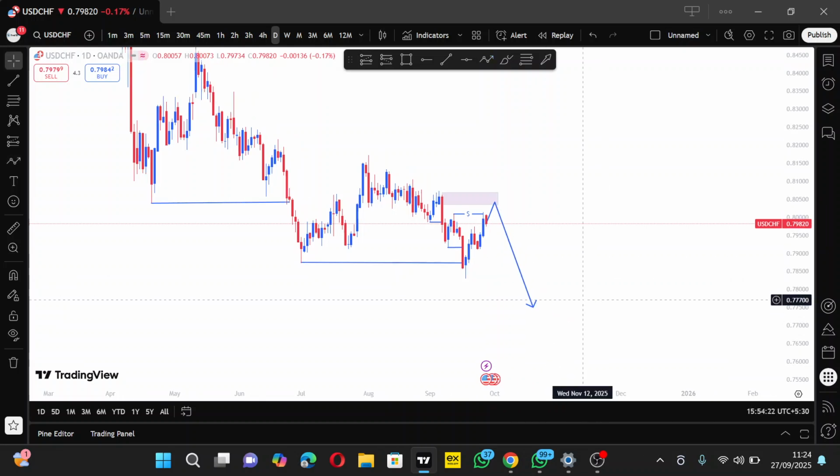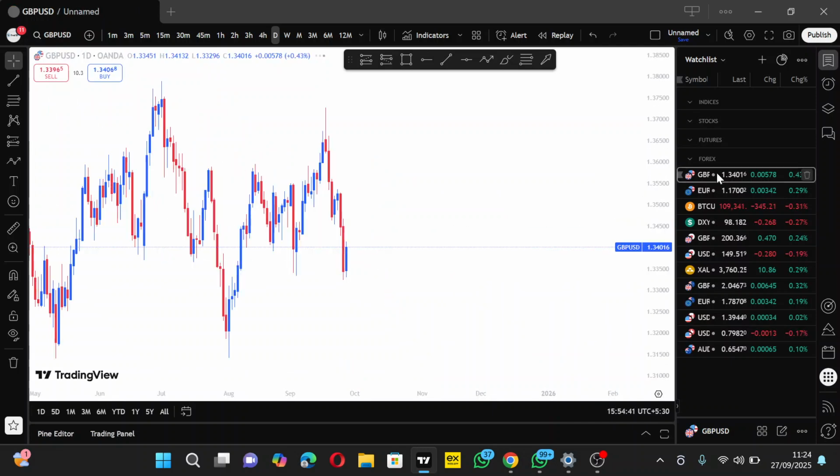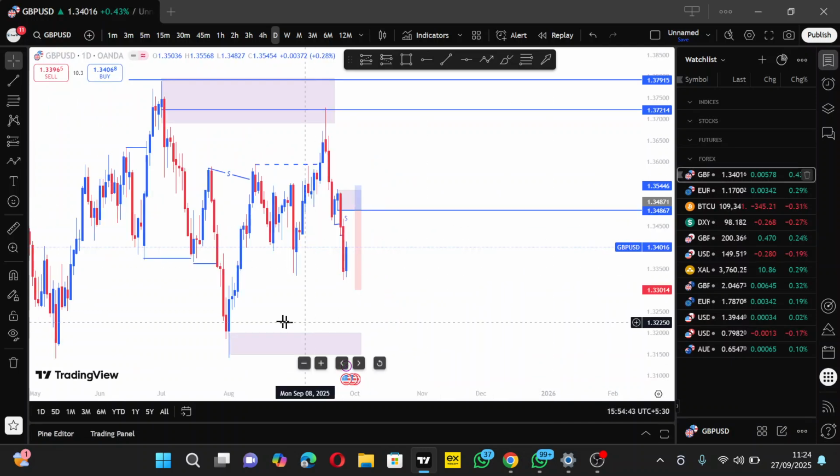Don't forget that this is USD CHF, and you know that we have GBP USD and Euro USD. Now, if GBP USD is buying, USD CHF will be selling. If USD CHF is buying, GBP USD will be selling. There is one particular area in GBP USD and Euro USD that I'm waiting for price to get to before I will buy. Around here, when price comes to this low, I will see a change of character. If I see a change of character, then I will buy again.